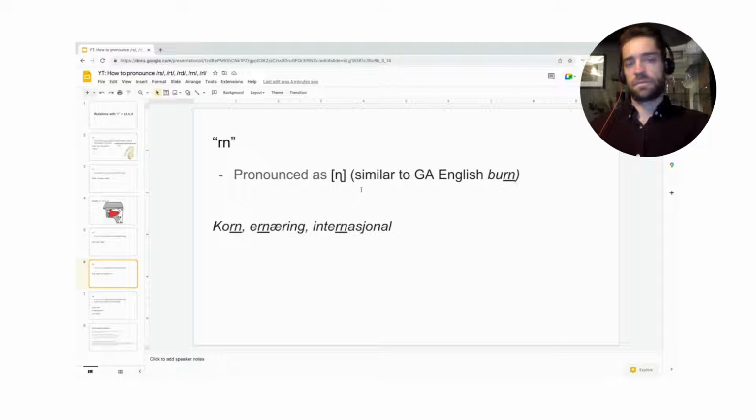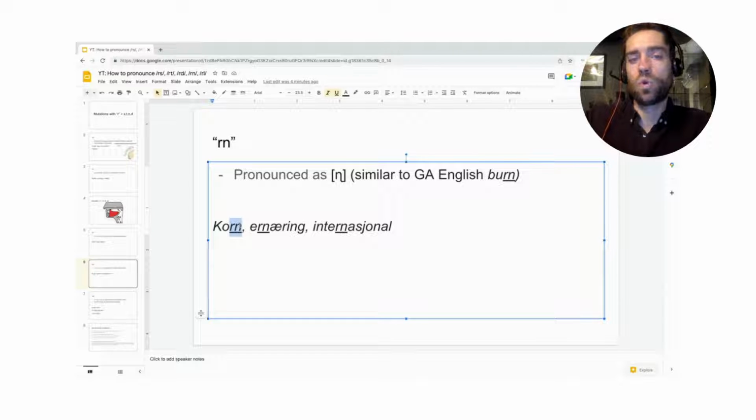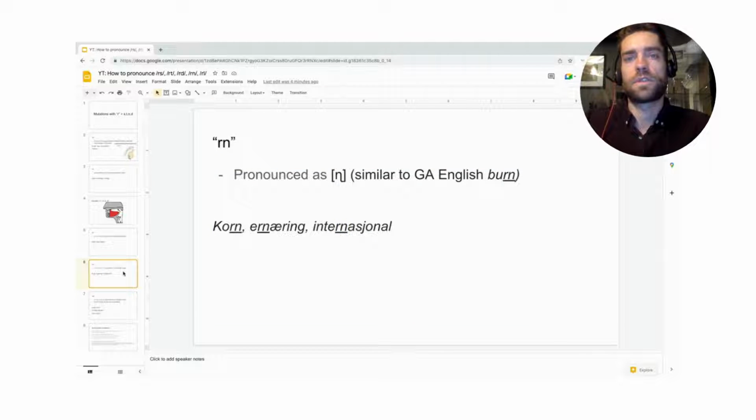RN is also similar to general American English, like burn. So we get this in words like korn. This is the word for grain in Norwegian. Korn. Ernæring, nutrition. International. That's an international word, which I don't need to explain.